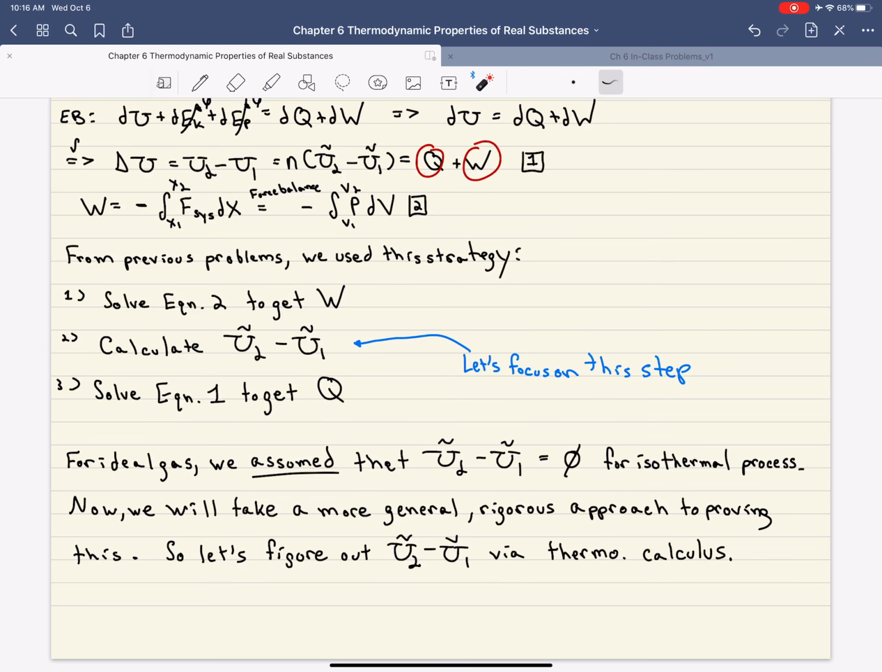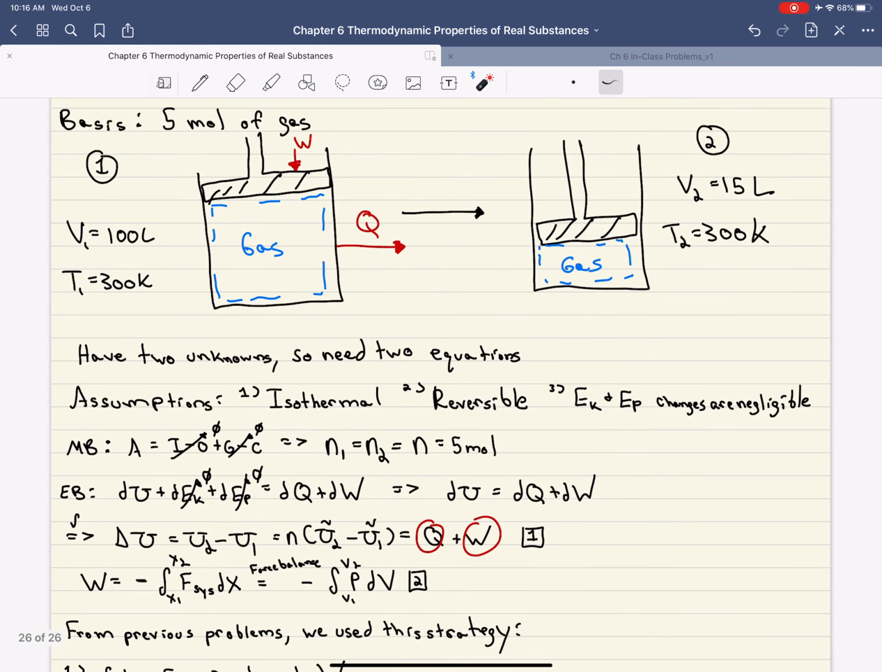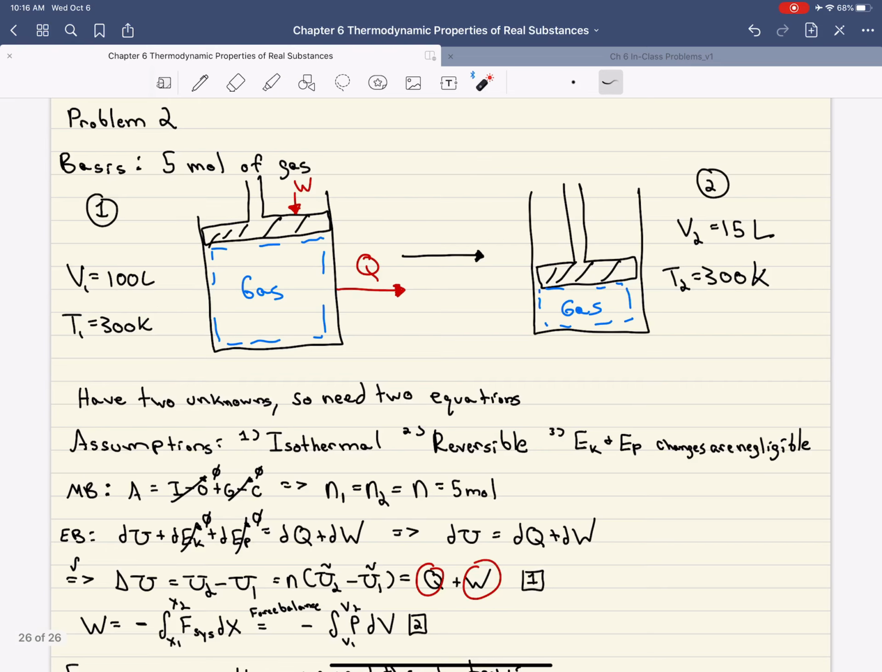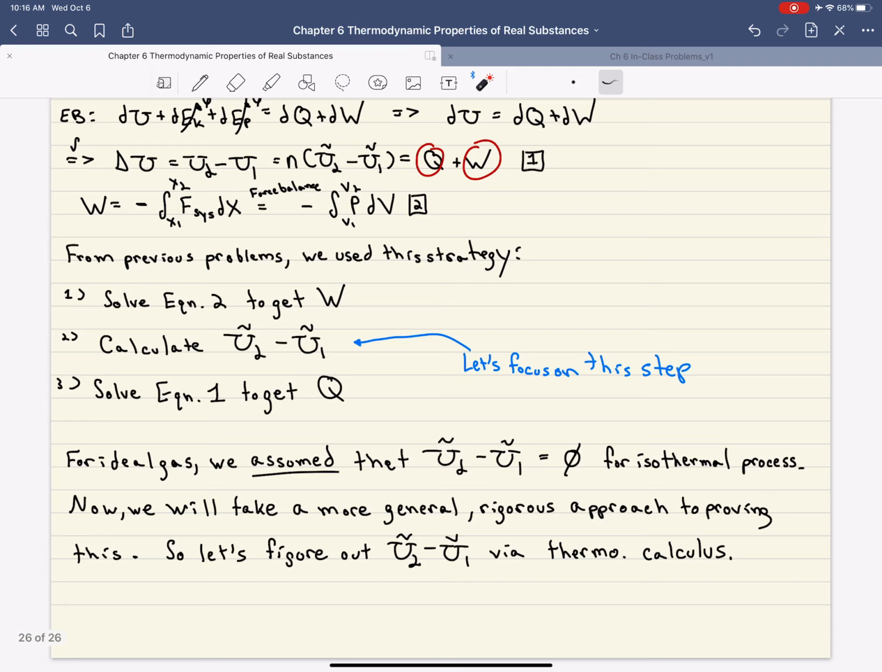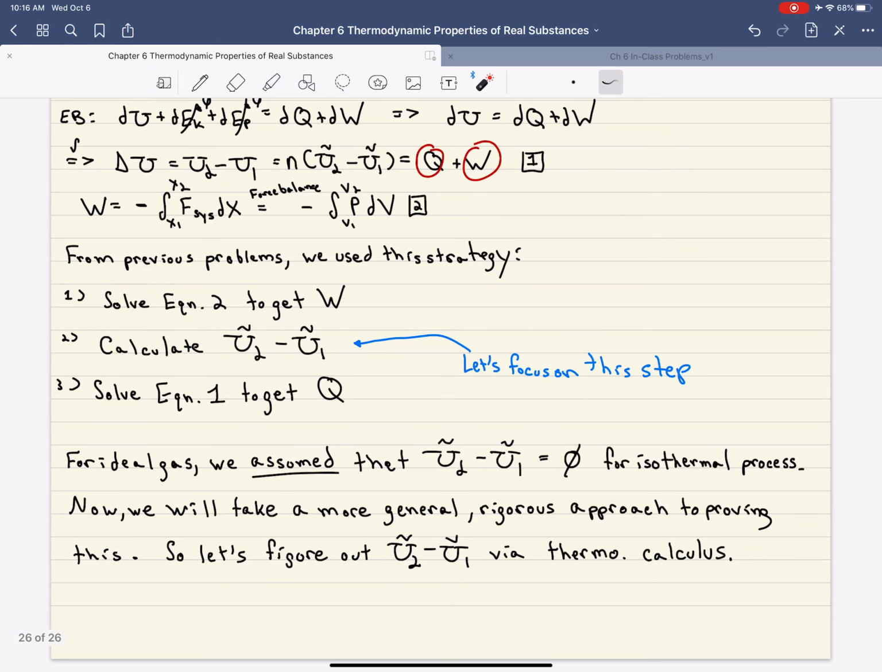Okay. All right, so to figure out U2, U1, let's take a look at the context of the problem again. In this problem, we're told volume and temperature of state 1 and volume and temperature of state 2. Okay? And so in this problem, we know information about volume and temperature, right? And what we want to figure out is this internal energy.